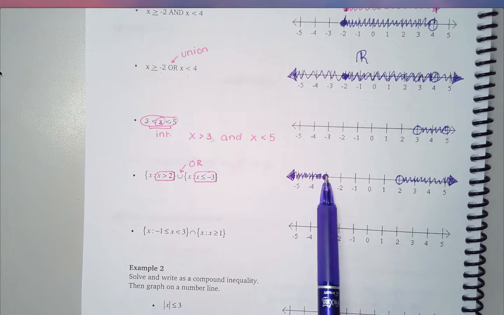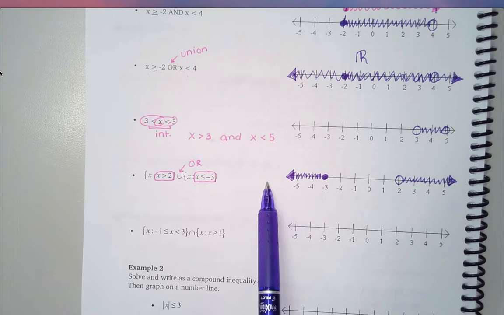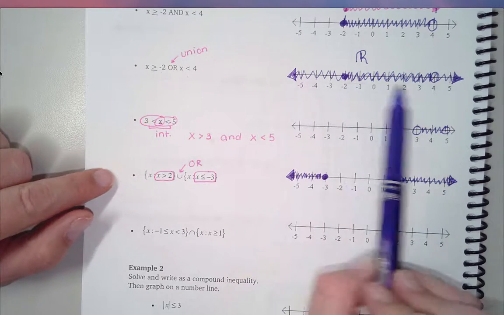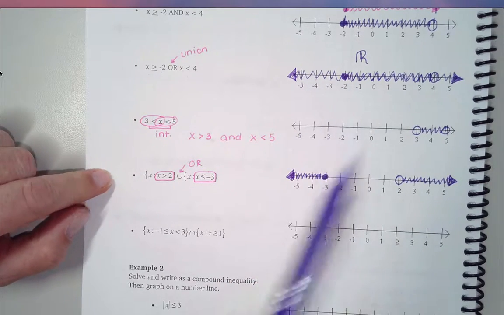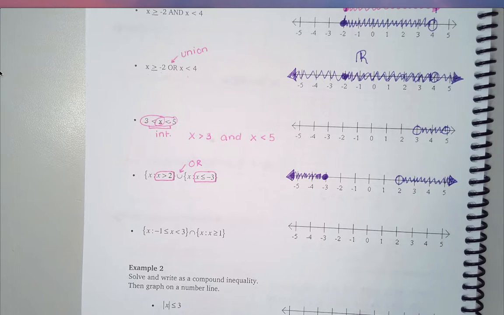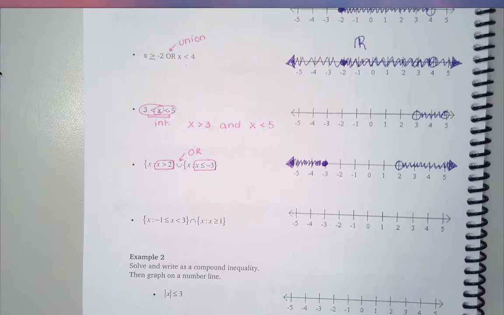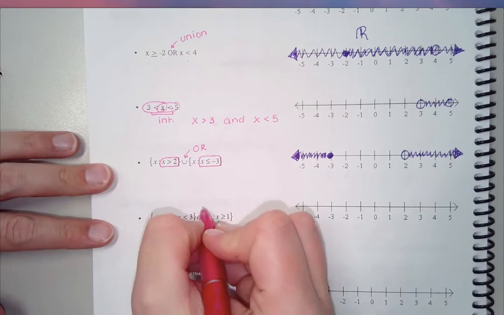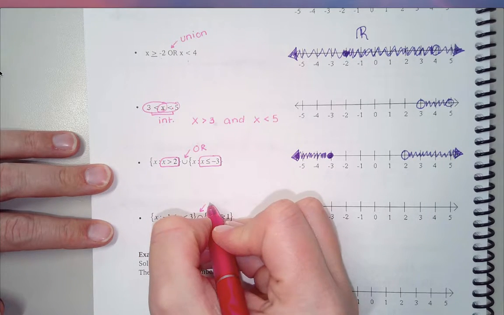Sometimes those union ones are going to look like this, where they kind of go off to the sides. Sometimes they're going to happen to overlap, and then you get something like this up here, where it's including everything. And one more of these to get through. So this last one, this is an intersection, okay, which is an and.